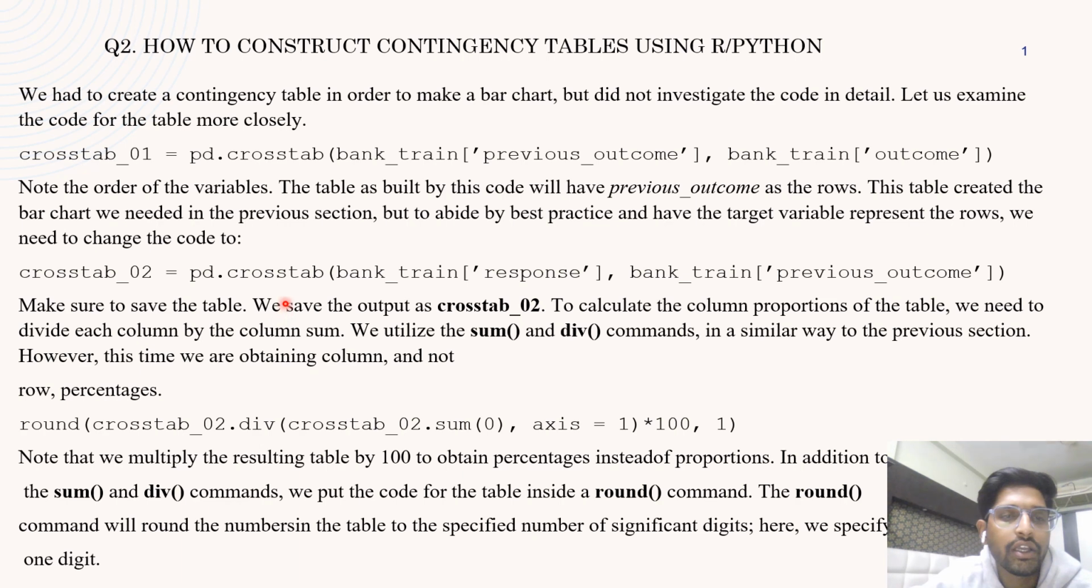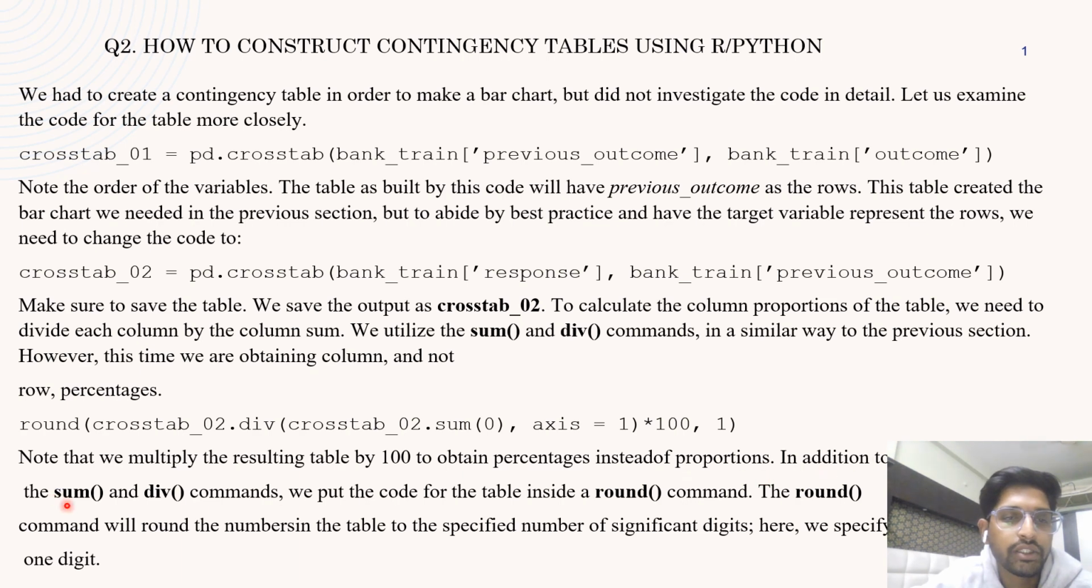So we also make a table which contains the response as x-axis and previous outcome as the y-axis. So now what we do over here is we use the div command, which uses the value stored in crosstab_02.sum and axis equal to 1, multiplied by 100, comma 1. Note that we multiply the resulting table by 100 to obtain percentages instead of proportions.